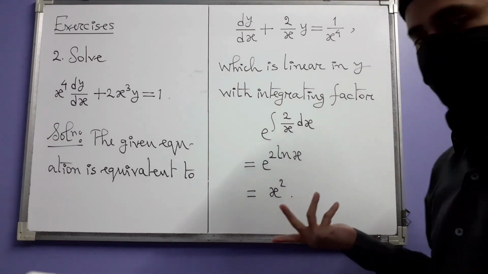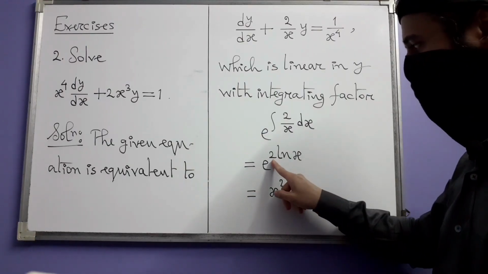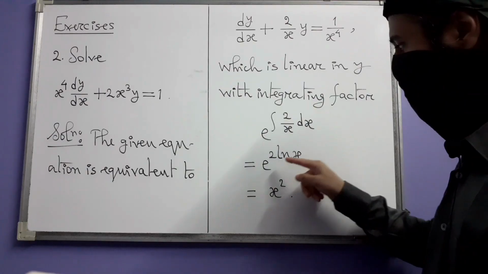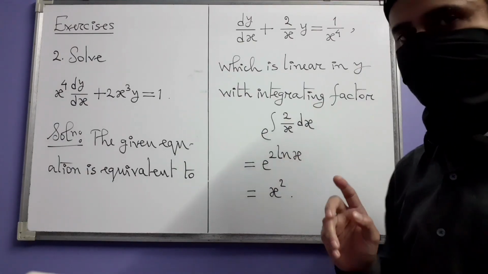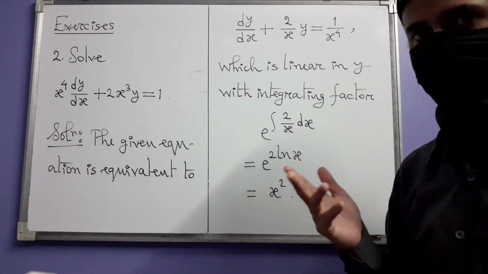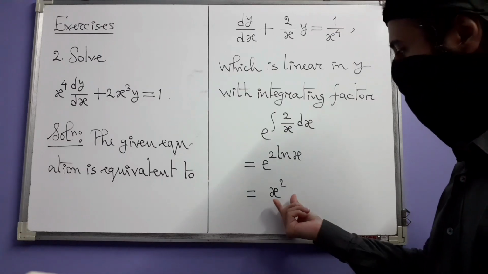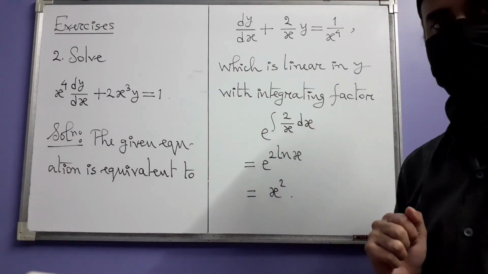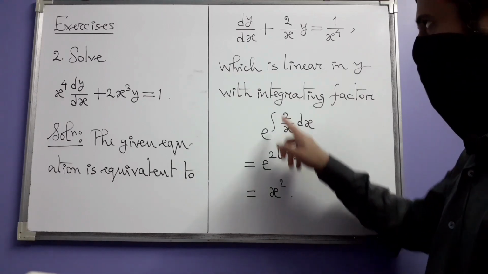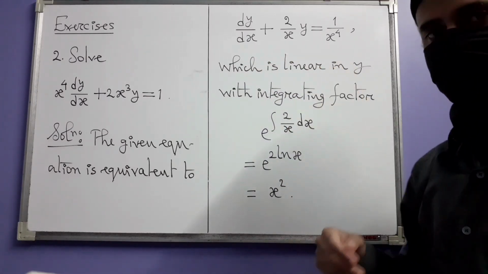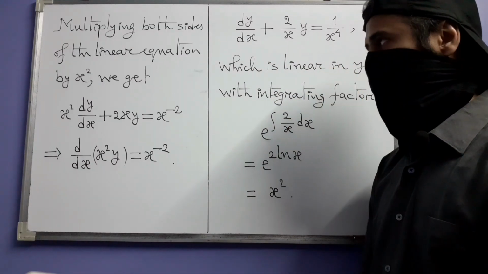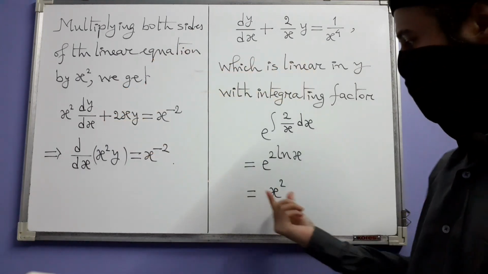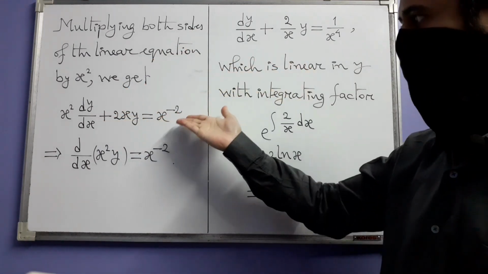And then this of course becomes x squared, because first this 2 goes inside and becomes the exponent of x. And then after cancelling exponential and logarithmic functions, because they are inverses of each other, this is what you get. So x squared is your integrating factor. Now you have to multiply both sides of this linear equation by this integrating factor. So multiplying both sides by x squared, we get this.